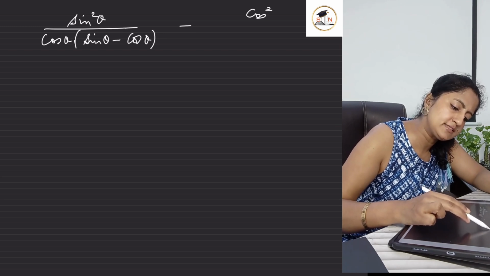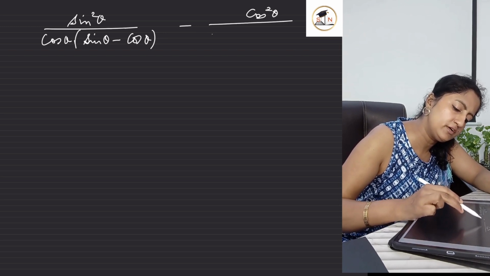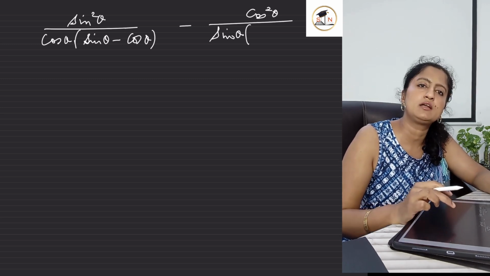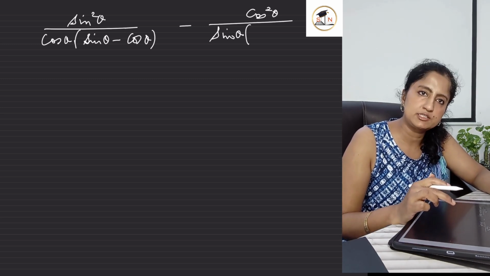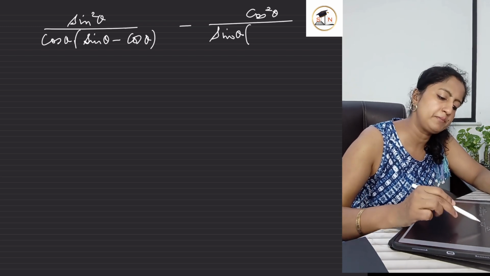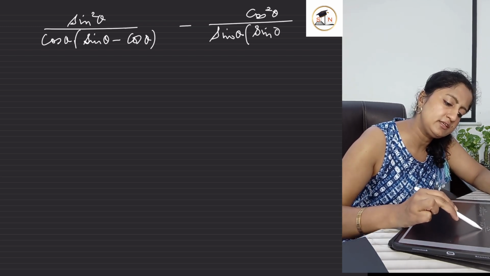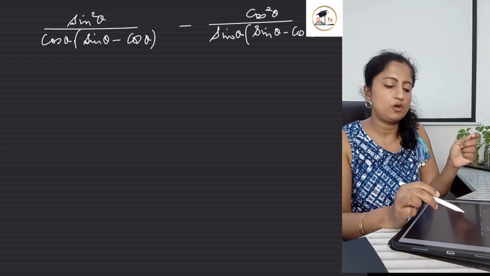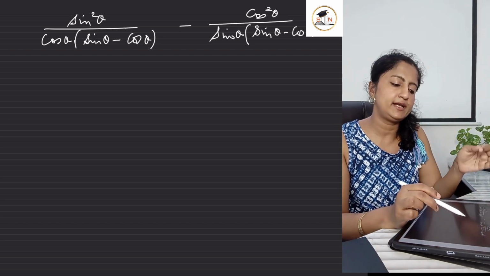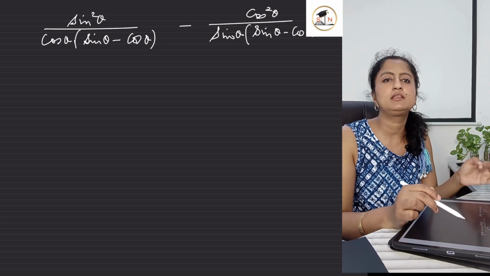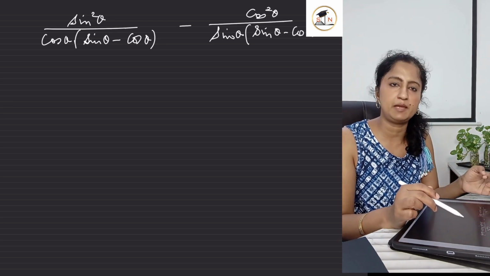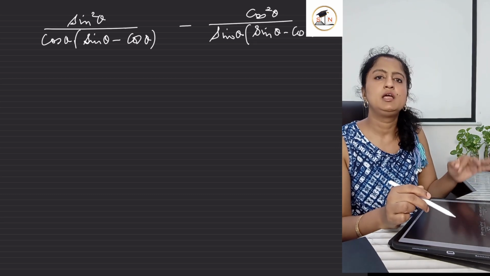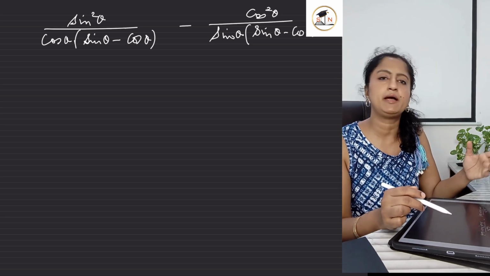The numerator remains as it is, cos square theta over sine theta. But now in the bracket, which we had earlier as sine theta plus cos theta, I'm replacing that with sine theta minus cos theta. This change of operation, positive to negative, helped us by making the denominator brackets the same. It is an important step in this question. If you don't do that, it is going to be a chaotic question by the end.